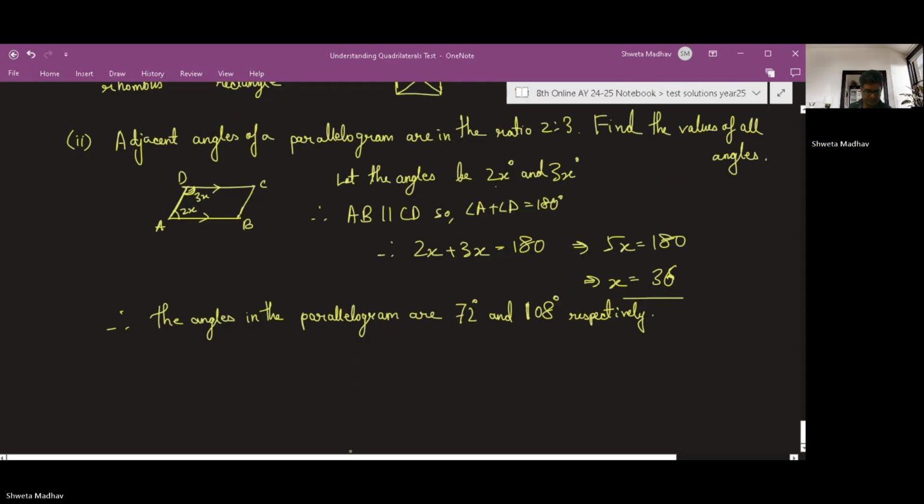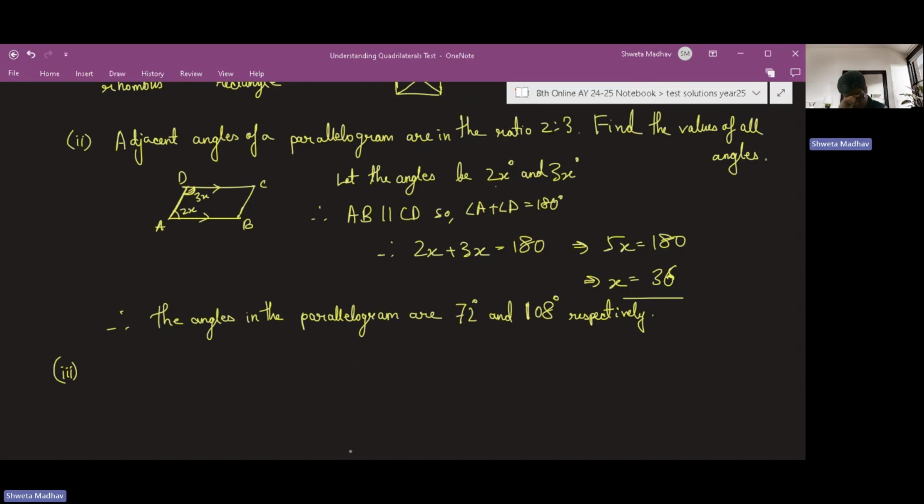Then the third subpart asks: find the number of sides of a regular polygon with each interior angle measuring 60 degrees.